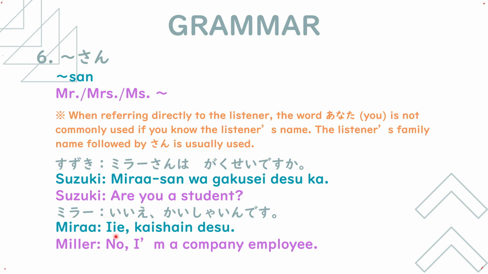And Mira-san says, Iie, kaishain desu. So are you a student? No, I'm a company employee. Even though it is translated as you here, Suzuki did not use anata. Anata wa gakusei desu ka? That's because Suzuki knows Mira-san's name already. So again, we use the listener's family name followed by san.